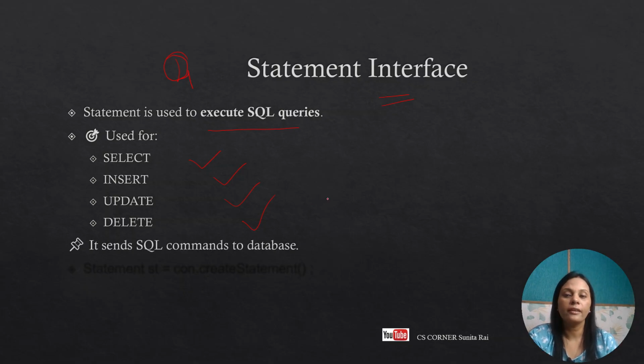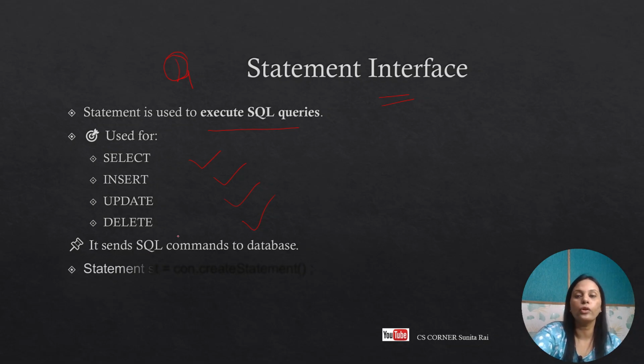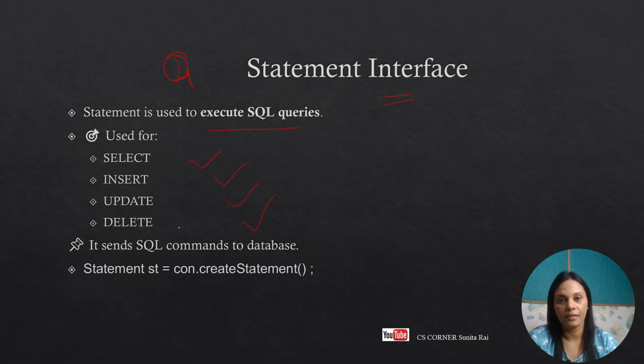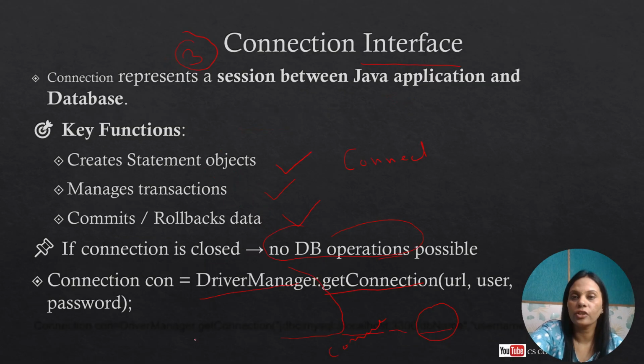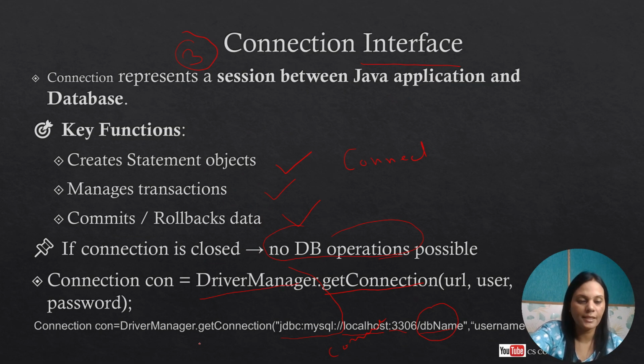So what it does, it sends the SQL command to the database. So if you write a query like an insert query, update query, delete query, that query will be sent to your database. The database will execute the query and it will return the result to your Java program. And now how do we create an object of this Statement? For that we have to write con.createStatement. And guys, what is this con? Con is nothing but the object of Connection which we created in the previous slide, right?